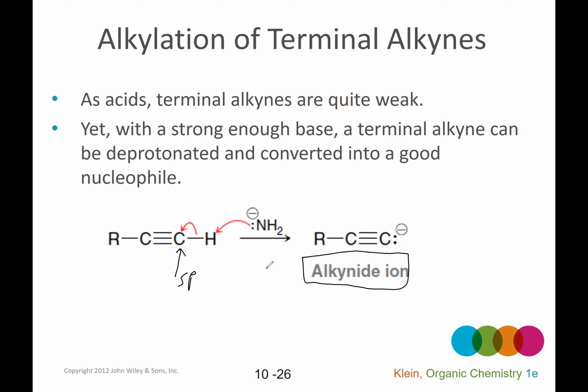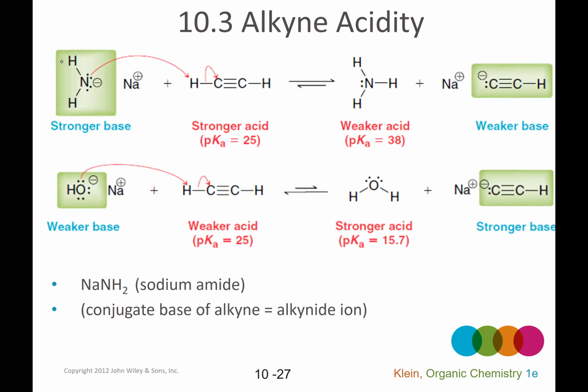So let me show you the energy changes here. This shows you we're starting with acetylene, an alkyne with hydrogens on the triple bonded carbons. We have the NH2 minus, so you get the acid-base reaction. NH2 minus takes off the hydrogen, forms ammonia, and the conjugate base of the alkyne, the alkynide ion, right? So this is an acid-base reaction. The pKa of the alkyne hydrogen is 25. You can look that up in the table.